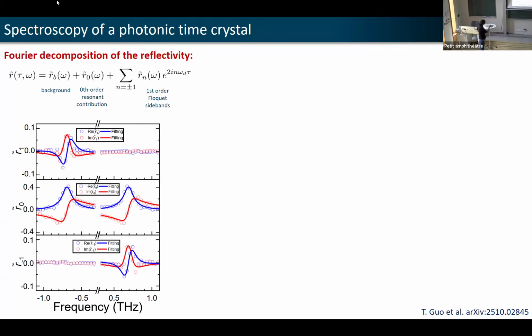And if we look at the Floquet sideband, the first order, the positive Floquet sideband and the negative Floquet sideband, what do they tell you? They tell you about processes in which photons are up converted or down converted by the modulation of the drive. This is what these Floquet sidebands probe. What you see here, compared to the zero order resonance, is something very peculiar.